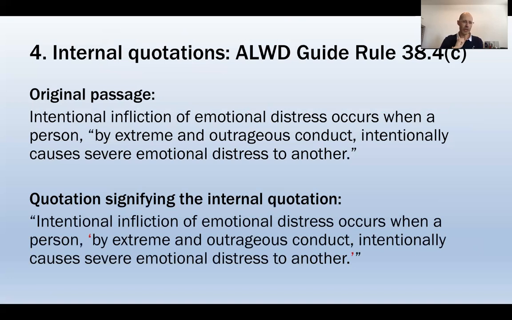So we open the quotation just like we would open a normal quotation with double quotation marks. And then the part that's quoted within the quotation is signified by single quotation marks. And note the punctuation at the end of the sentence. Okay, we have to end it with a period, right? Periods always go inside quotation marks, even if you also include a single quotation mark. So you have period, single quotation mark, and then the regular closing double quotation mark.